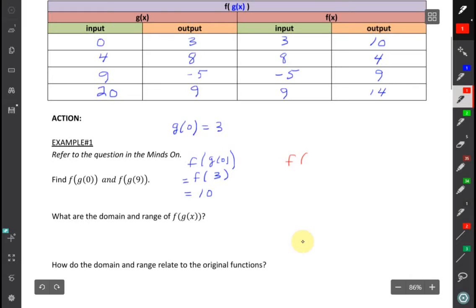Looking at f at g at 9, first of all, starting with g at 9, its output is minus 5. So that equals minus 5. What we now have is f at minus 5. And for the f function, when its input is minus 5, its output is 9. So the answer to this is 9. So f at g at 9 is equal to 9.